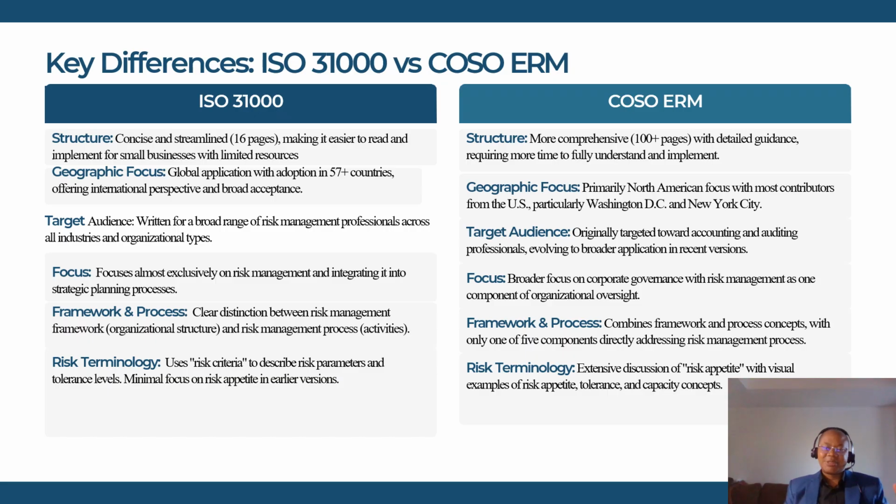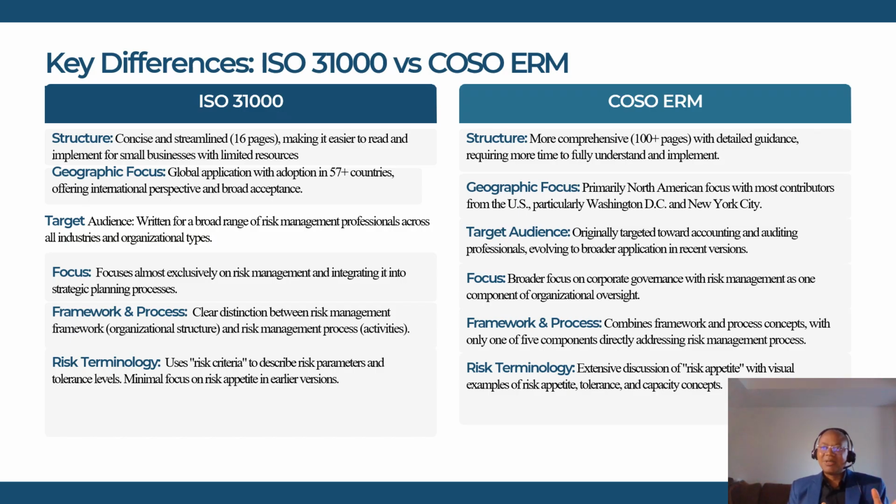Having reviewed the similarities of both frameworks, let's also look at the differences of both frameworks. For instance, on the left-hand side, I present the ISO 31000. On the right-hand side, I present the COSO framework.